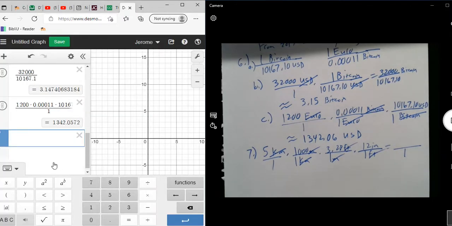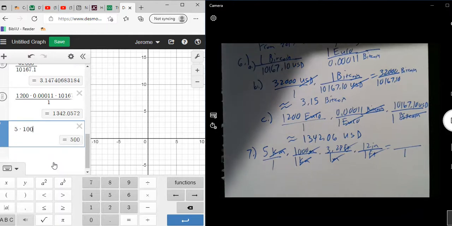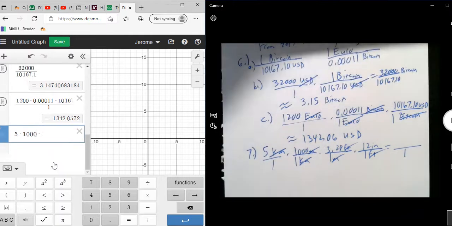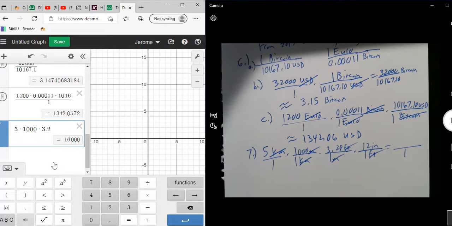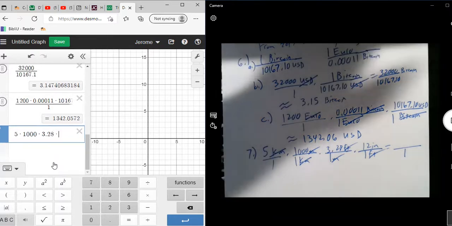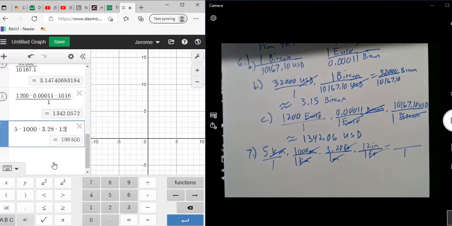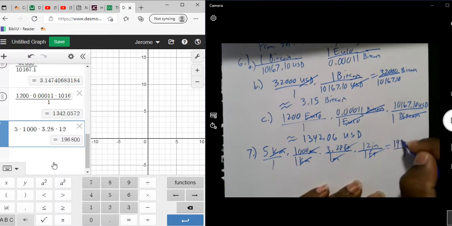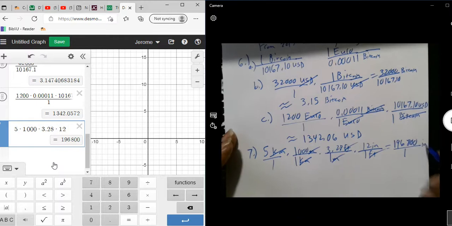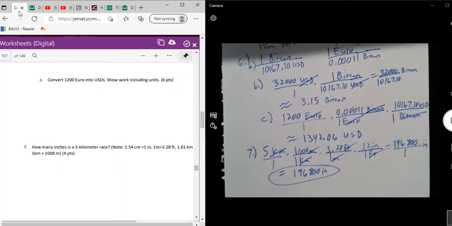So let's do our numerator. So we have 5 times 1,000 times 3.28 times 12. So that'll be 196,800. And we know this would be inches. So our final answer would be 196,800 inches. That would be our final answer. All right.